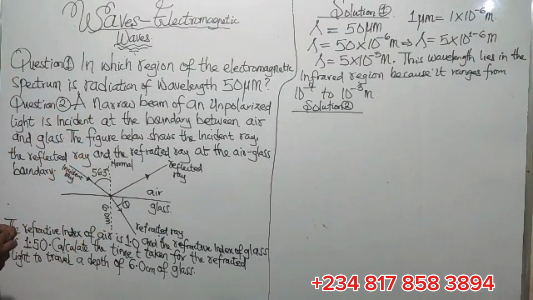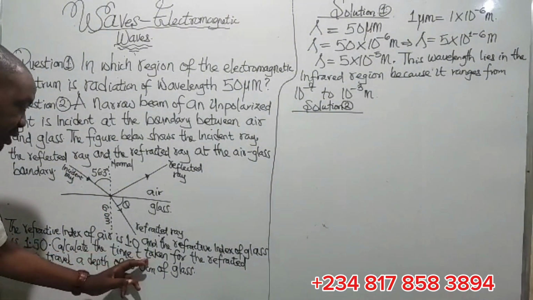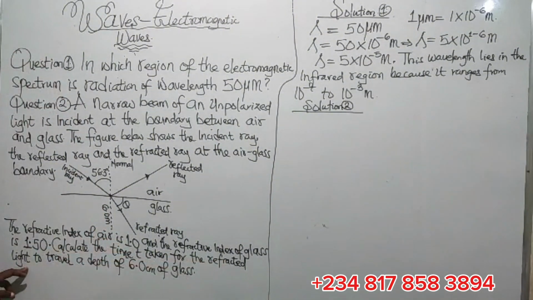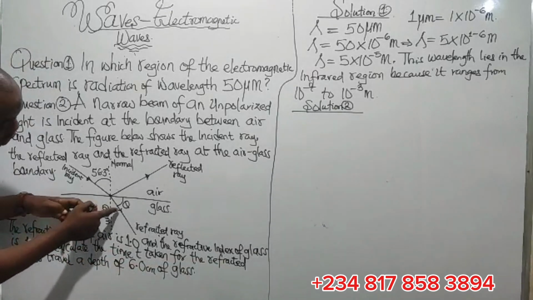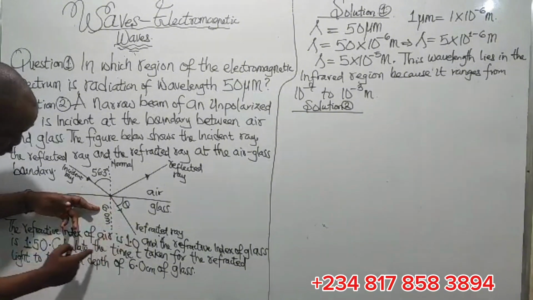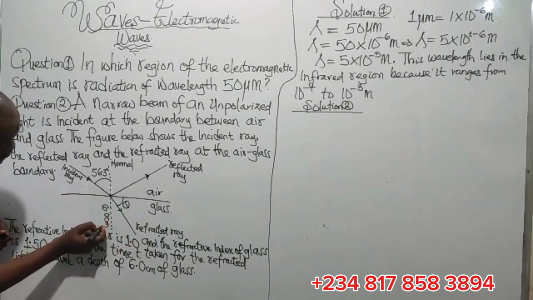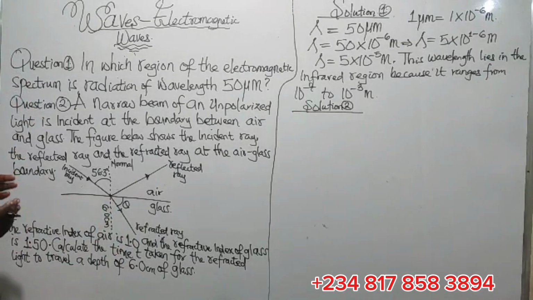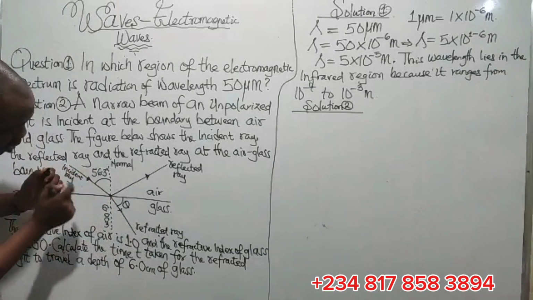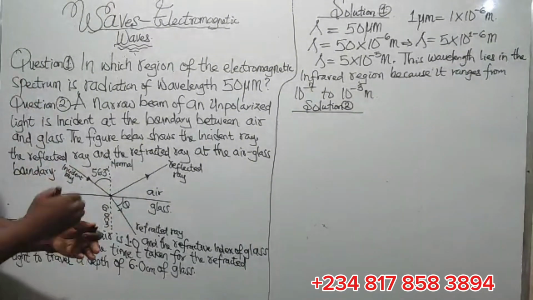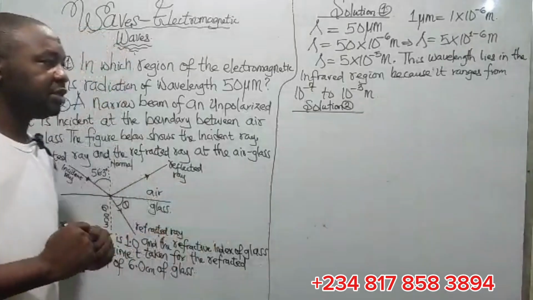the normal ray. But here we have that we should calculate the time t taken for the refracted light to travel a depth of 6.0 centimeters. So then we need to find out the length of this line. We need to calculate the distance, that's the distance covered by the refracted ray.